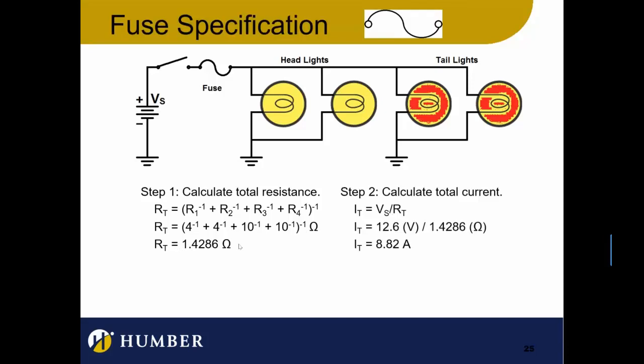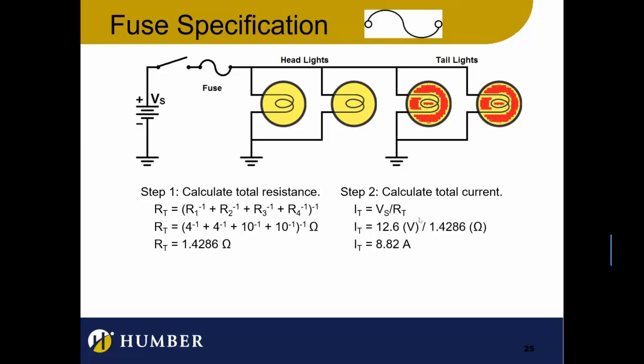My next step is to calculate the current, because total current is the voltage source, or you could say the total voltage, but we say the voltage source, divided by RT. And in this case, it's 8.82 amps. So if I get 8.82 amps, I'm going to try and get a 10 amp fuse. I'm going to overrate it, because if I actually found a fuse, which doesn't exist, I could probably have one made.